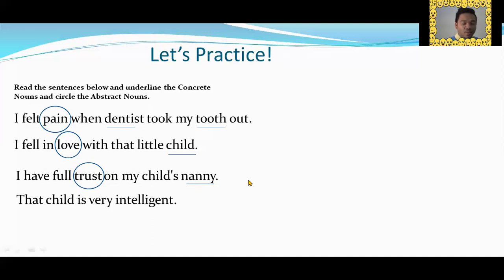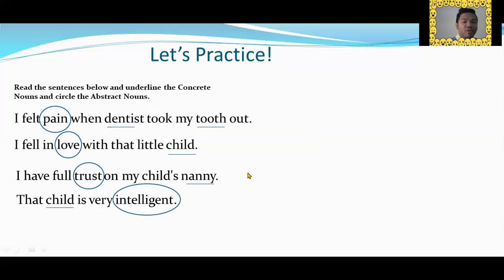Now, this one, that child is very intelligent. That child is very intelligent. Can you underline the concrete noun? Great job. Concrete is child. Okay, you can see. And intelligent is abstract. Okay. Is it easy? Very easy.